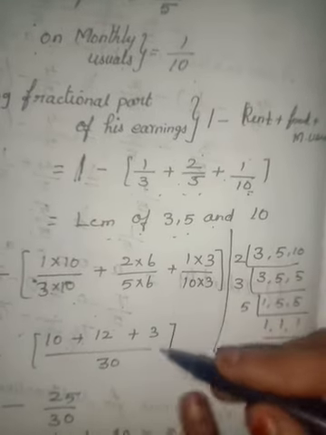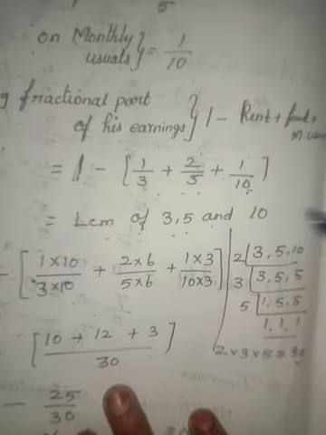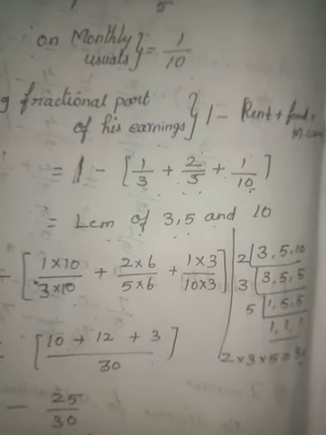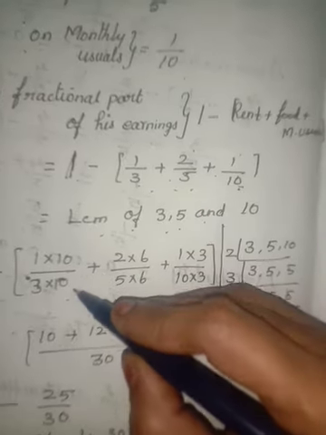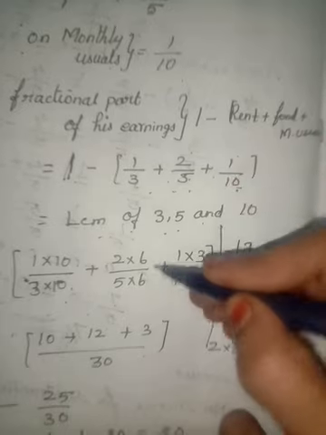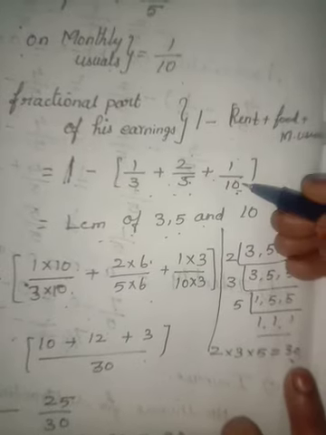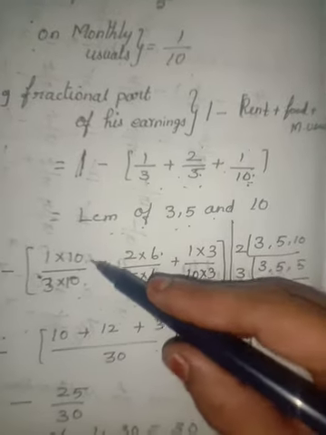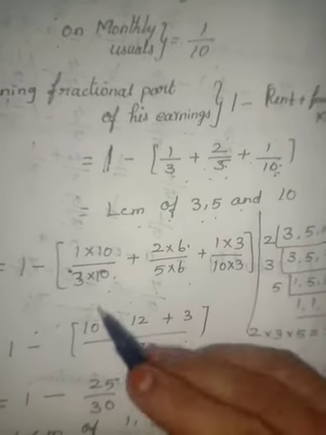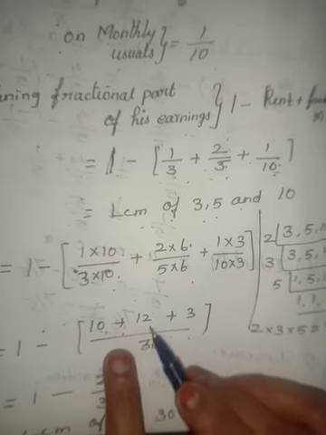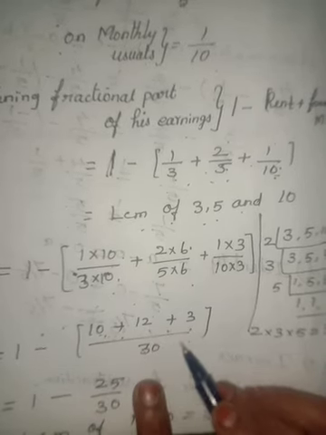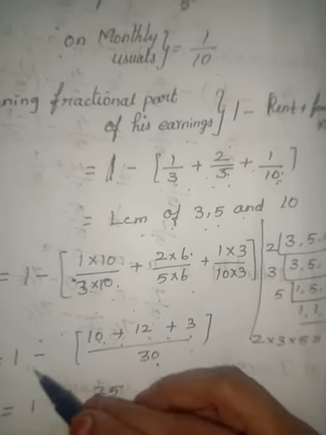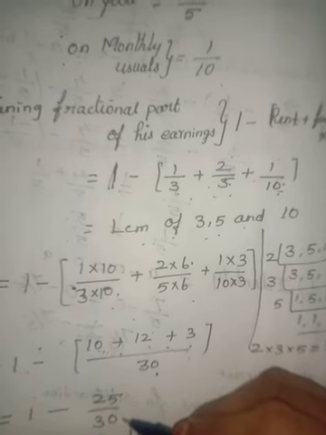So make them into like denominators. How can you make them? How will you get 30 from 3? 10 times. How will you get 30 from 5? 6 times. How will you get 30 from 10? 3 times. That's why I multiply the numerator and denominator by the same number. We get 10 plus 12 plus 3 divided by 30. So that is 25 by 30.